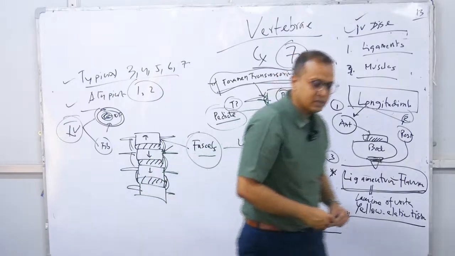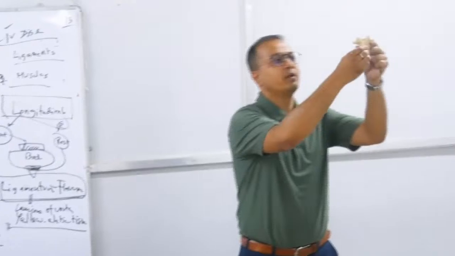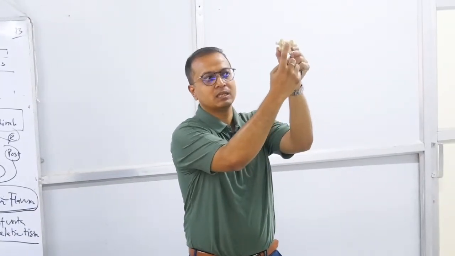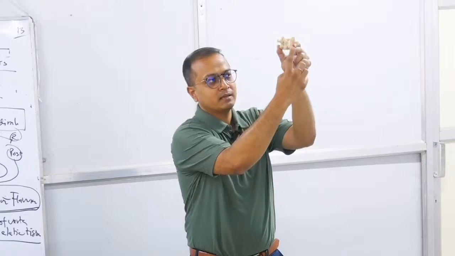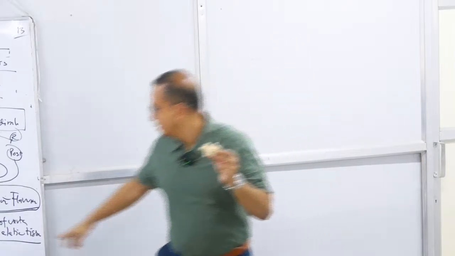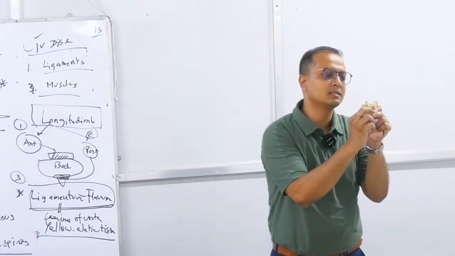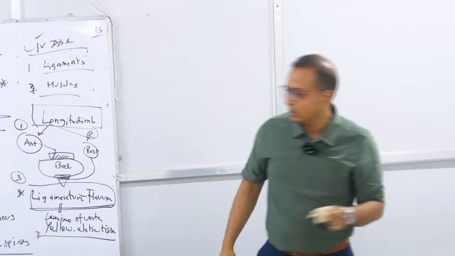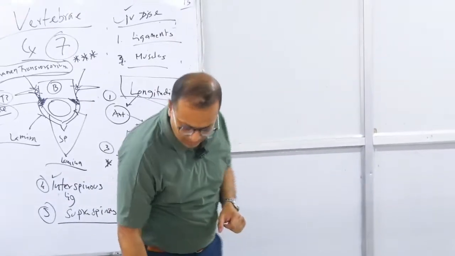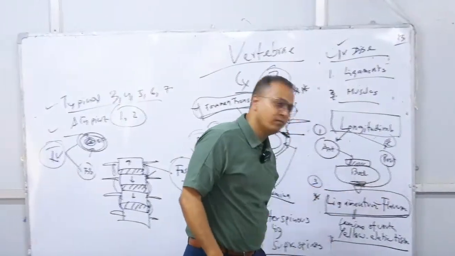Supraspinous ligament is attached on the tips of the spine. So this is the spine of a vertebra. If a ligament is anchored to the tip of the spine, where I am touching, we call it supraspinous, which is tip of the spine. And in between the spines, above and below, we call it interspinous ligament. So these are the 5 sets of ligaments that you have to know, with emphasis on ligamentum flavum.